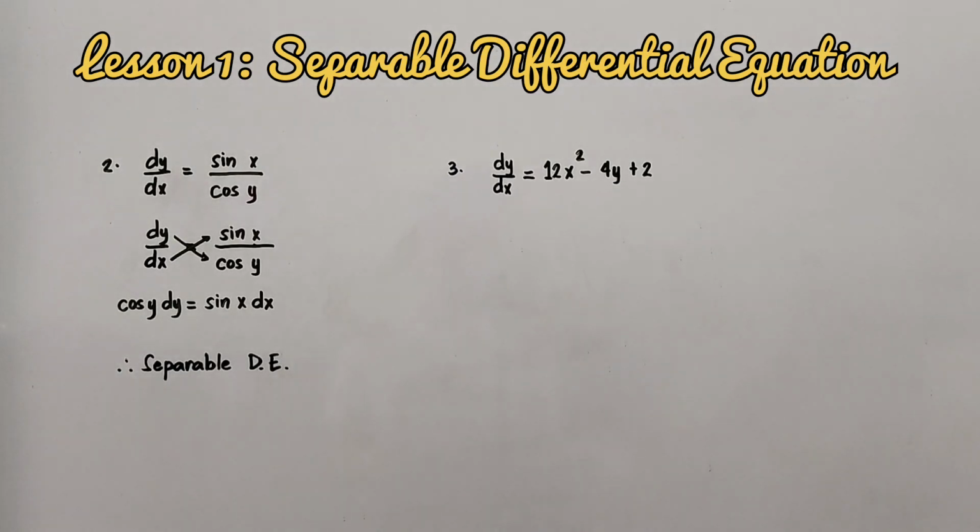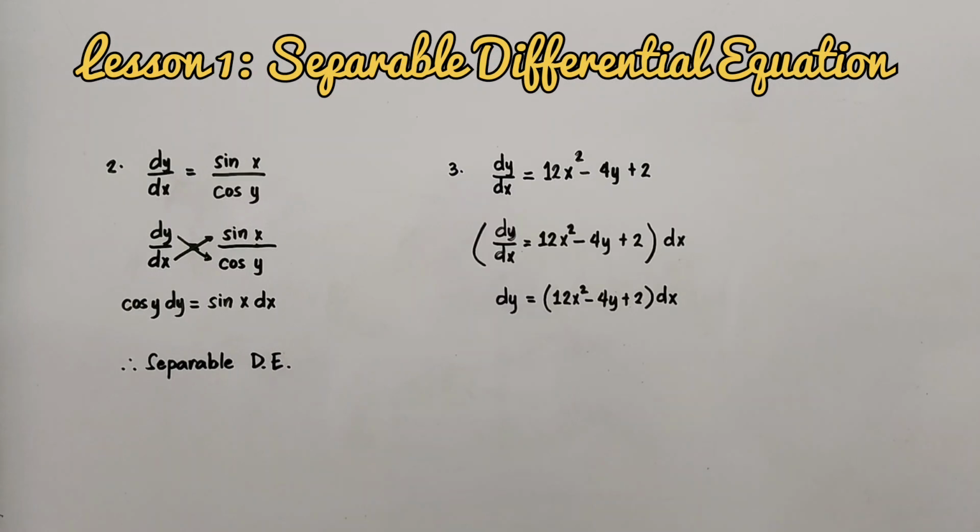For the third given, we will multiply both sides by dx. Dx times dy over dx is dy, and dx times 12x squared minus 4y plus 2 is 12x squared minus 4y plus 2 dx. Since there is one y variable on the right side of the equation, therefore this equation is not considered a separable differential equation.